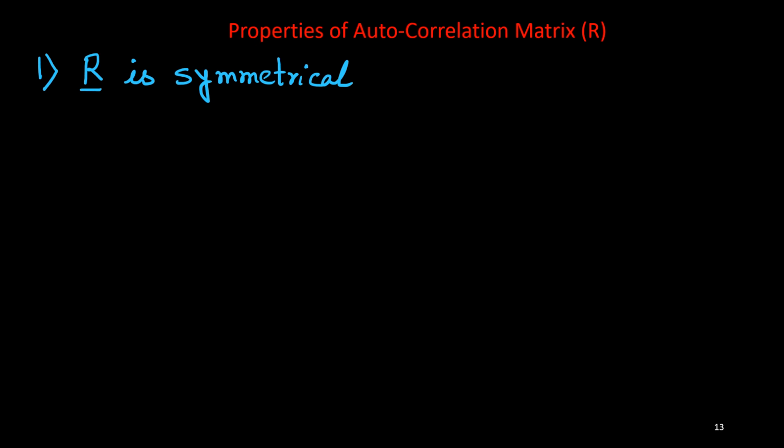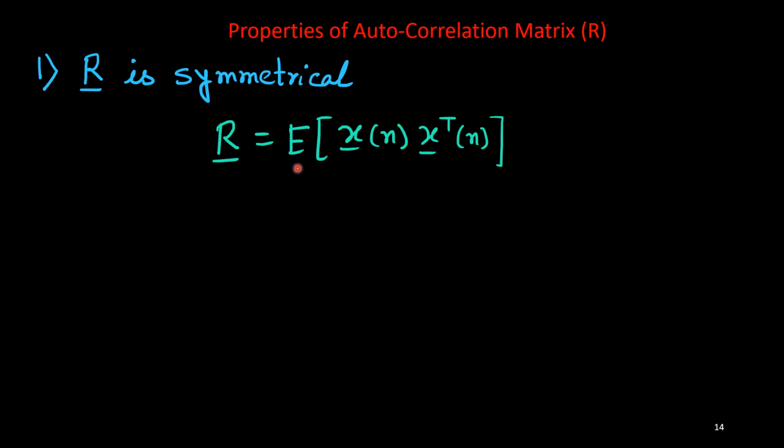Now, the first property is that this autocorrelation matrix R is symmetrical. This is the one property, and we will try to prove it. We understand that R is the expected value of x[n] times x transpose [n]. Here x[n] is a regressor vector composed of x[n], x[n minus 1], x[n minus 2], all the past L samples.